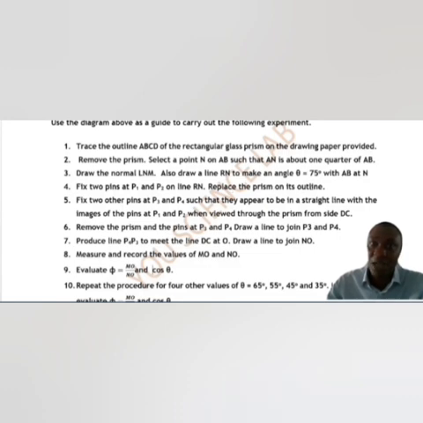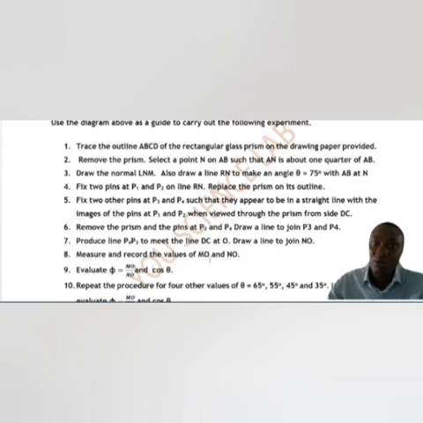Replace the prism on its outline. Fix two other pins at P3 and P4 such that they appear to be in a straight line with the images of the pins at P1 and P2, when viewed through the prism from the side DC. Remove the prism and the pins at P3 and P4. Draw a line to join P3 and P4. Produce line P3, P4 to meet the line DC at O. Draw a line to join NO.